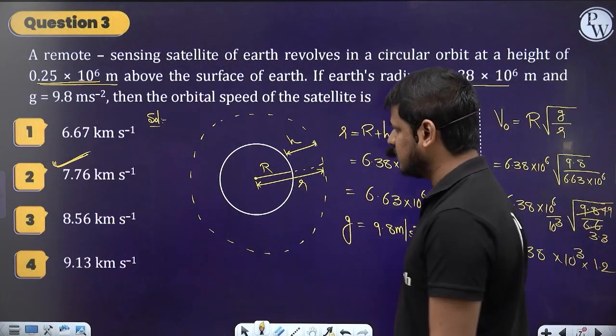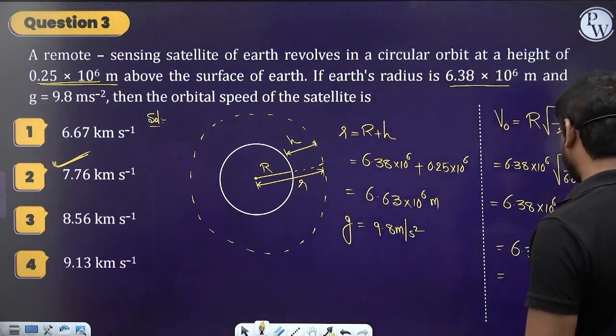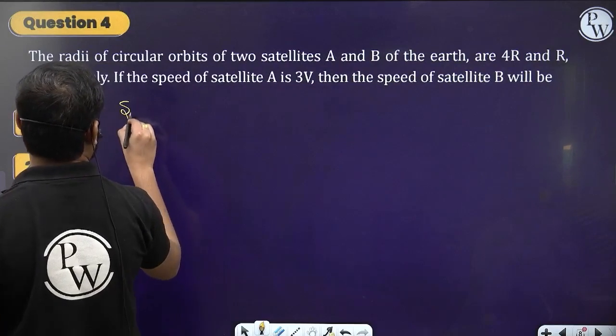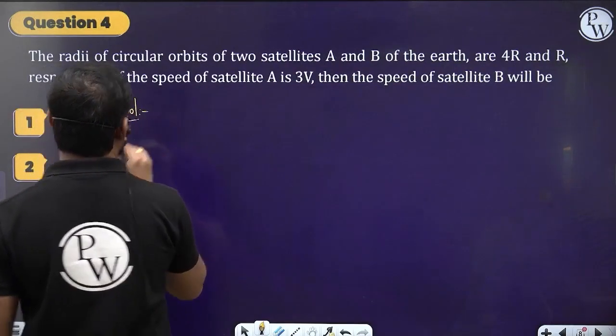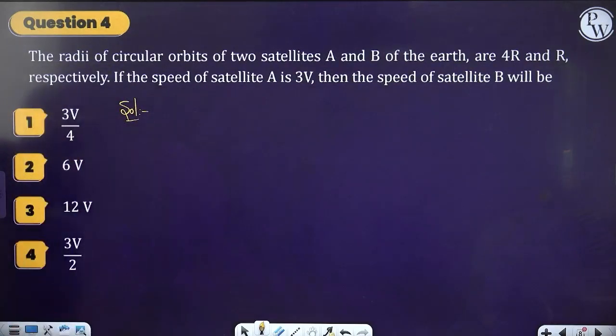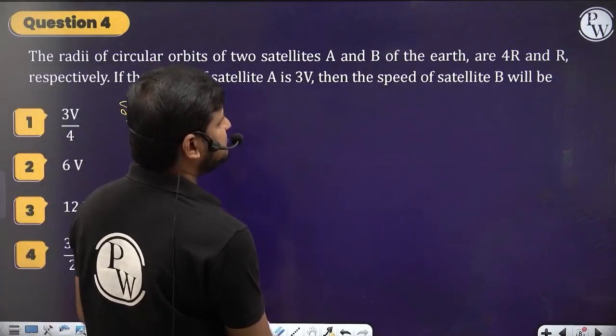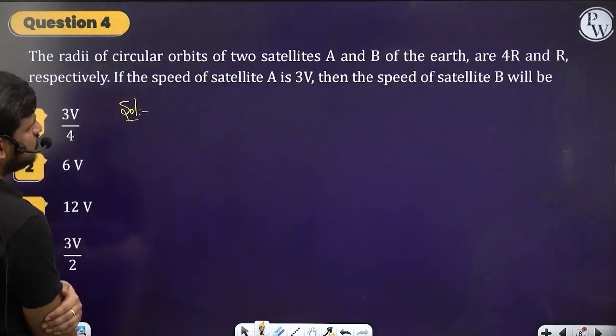Next. So let's go for the next one. Try this question on your own. The radii of circular orbits of two satellites A and B of the Earth are 4r and r respectively. If the speed of satellite A is 3v, then the speed of satellite B will be?